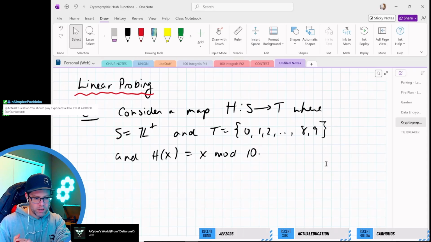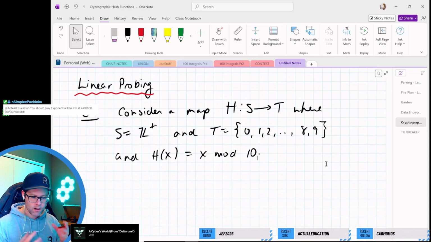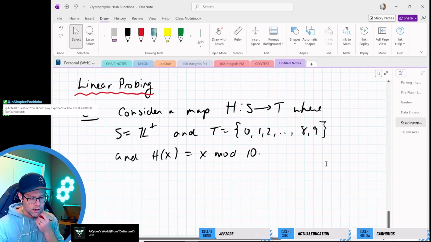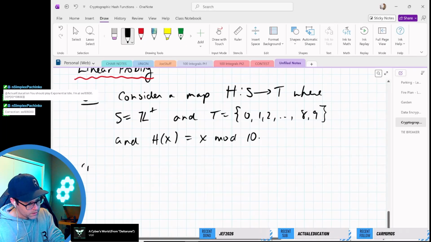And the output could be, basically the output can be any last digit. So we're going to take that positive integer, we're going to take it mod 10. So basically whatever that last digit is in the sequence of numbers, we're going to save that, and that's going to be our map. So let's just work through a couple examples, just so we get an idea for what this map does.